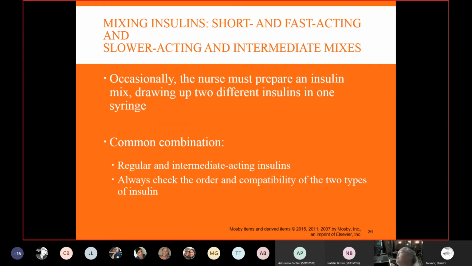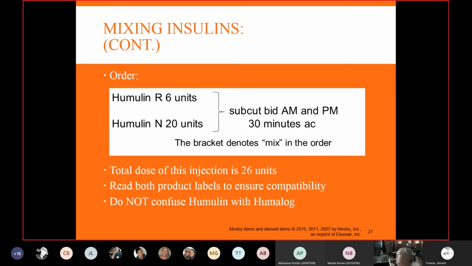Okay, common combinations you're going to see in mixes is a regular and an intermediate acting, and always make sure you double check your order and also double check the compatibility. So in this one, you see Humulin R, which is a rapid acting, and Humulin N, which is a longer acting, and you're going to mix these. So you have 6 units of rapid and 20 units of Humulin N. So you're going to give it subcut or sub-Q.